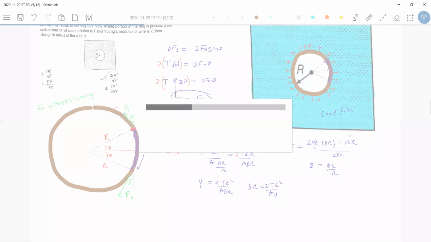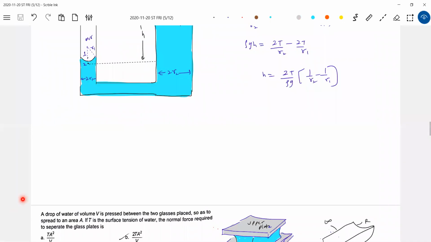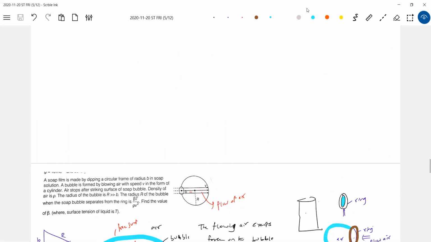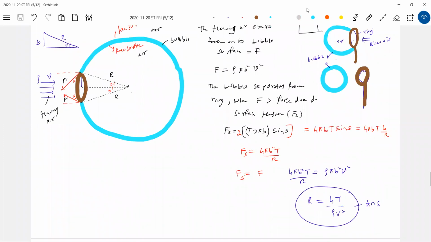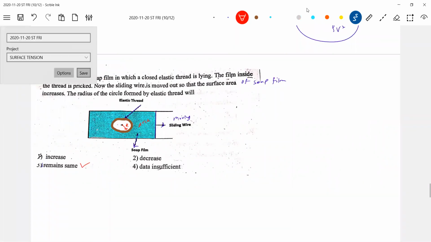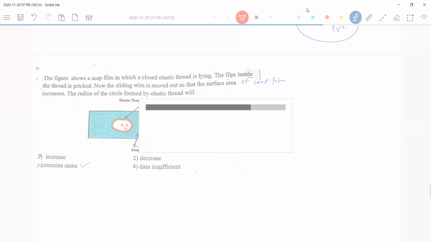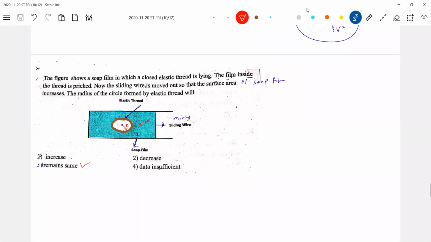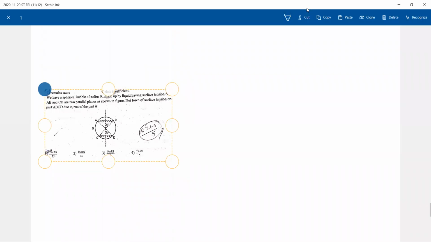It's independent of the area of soap film. So we already discussed the problem, and it was only asked conceptually here. This area will not have any influence on this one. So remain same is what we'll pick up. Getting the picture? Some set of questions will be like this question, you try it out. This question you try. It's similar to the earlier one.